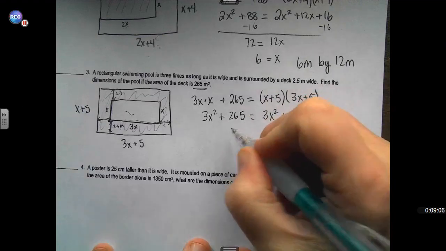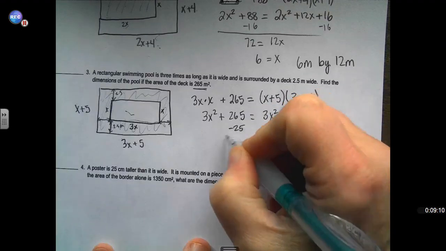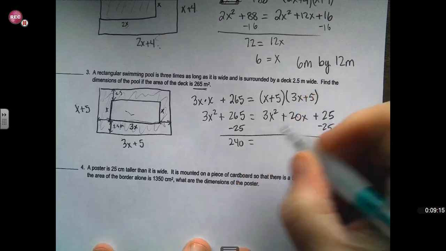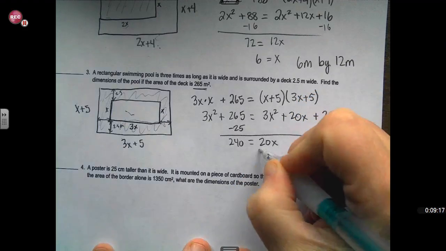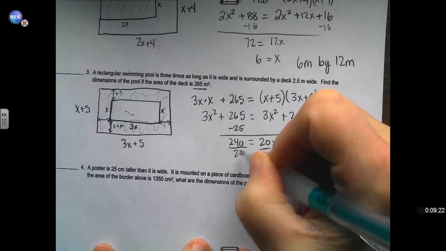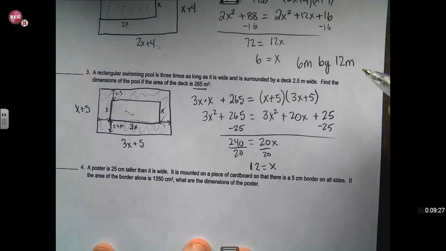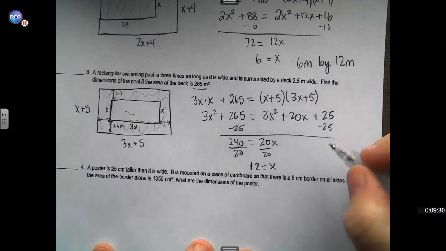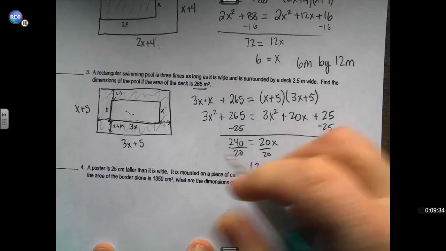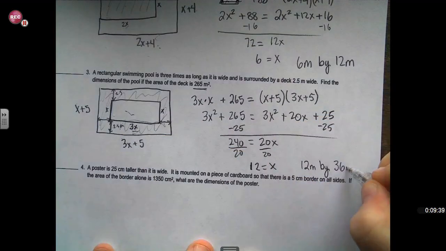I'm going to subtract 25 while I'm doing this. So I'm going to have 240 equals 20x. And I'm going to divide both sides by 20. And x is 12. And again, it wants us to find the dimensions of the pool. So the pool is going to be 12 meters by 3 times 12, 36 meters. It's a pretty nice size pool.